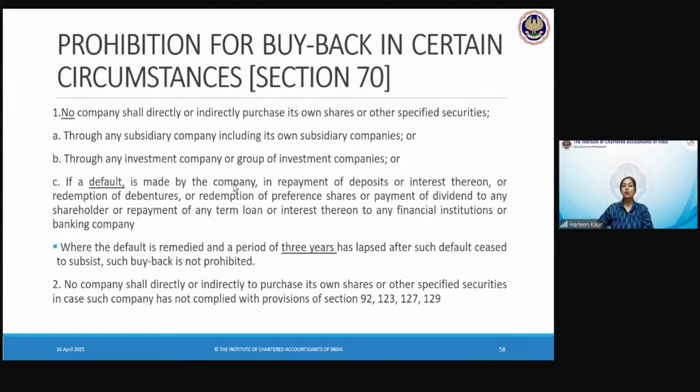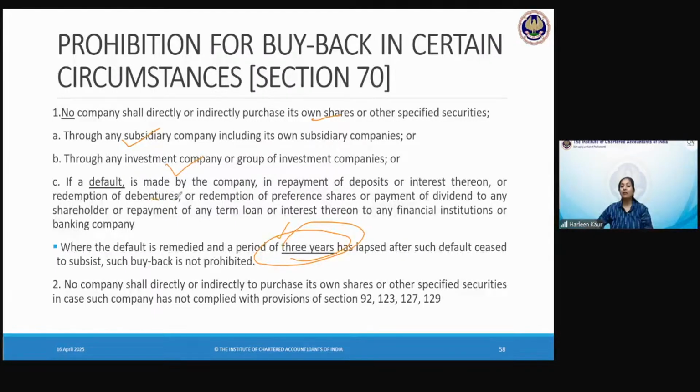Section 70 gives you a prohibition that you cannot do the buyback of securities from any subsidiary companies. If you have made any default in the repayment of debentures or payment of interest amount, then at least 3 years should have passed when you have rectified these mistakes. Then only you can do a buyback. You cannot ask the subsidiary companies to go and do the buyback of securities for me. You cannot directly or indirectly purchase your own shares through any subsidiary.